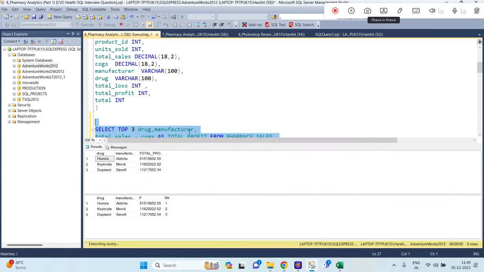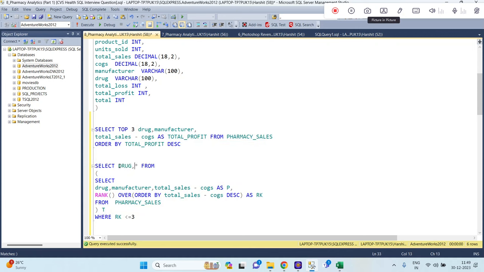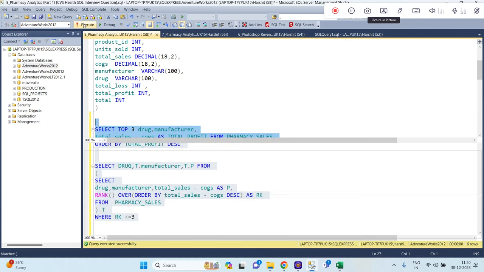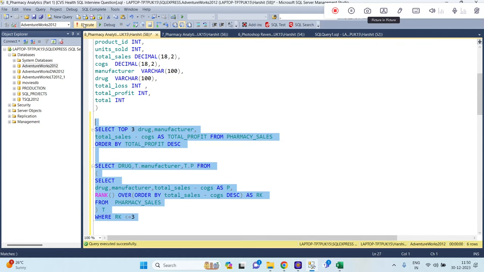Now it is working, and our requirement is top three columns only. RK is not our requirement, so that is also very simple. Drug we can write, then manufacturer we can write, and then P we can write. We can ignore RK. Now these both will give the same result. And city also we can write, but I am showing you this another way.